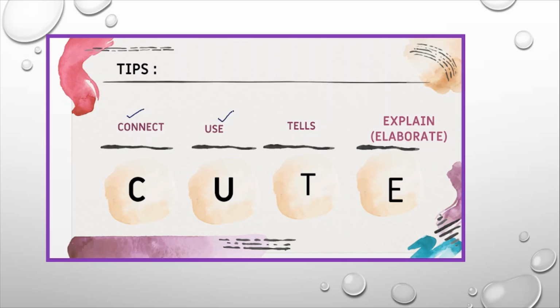Assertion is using it and explaining it. Using it, that is U, use. T, tells. The reason tells about the assertion. Whatever content is given in the assertion, the same thing the reason is also telling. That is tells. Then E, explain. The reason may have a statement which gives an explanation or elaborates the assertion. That is E. So, if this CUTE is followed, you can go for option A. If it is not followed, you can go for option B in case both the statements are true.